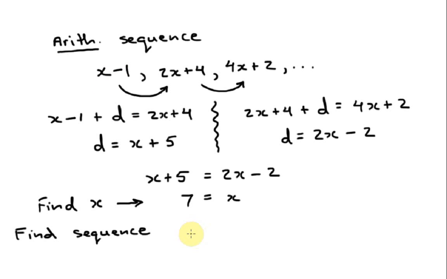So the first one would be 7 minus 1, or 6. The next one would be 2 times 7, or 14, plus 4. So that would be 18. Okay, and then the last one would be 4 times 7, which is 28, plus 2. So it looks like there's our sequence. Okay, it looks like we're adding 12 each time. So that works, and that's where I'm going to stop.